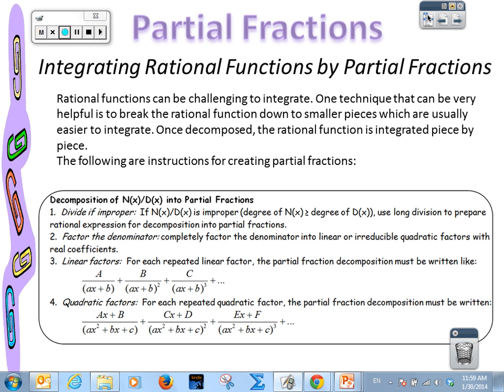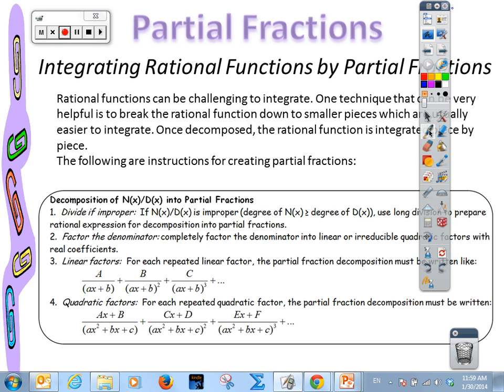The very first step, we want to divide the fraction out if it's improper. We've actually talked about this technique before in a different context. We compare the degree of the numerator and denominator. If the degree is the same or the numerator degree is higher, then we want to divide. We would use long division to divide it out, and we would do the decomposition on the remainder. We would put the remainder over the divisor, and that's what we would do the partial fraction decomposition on.